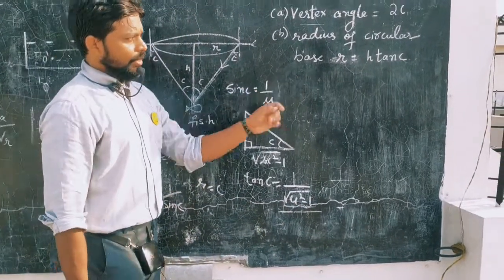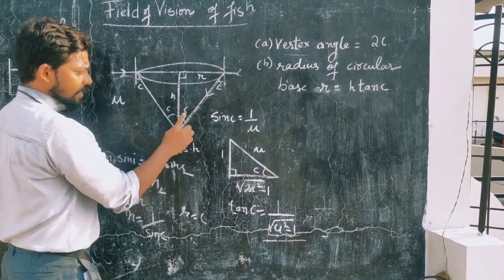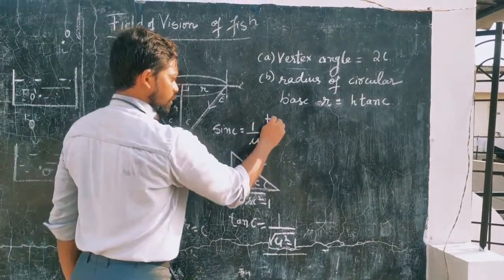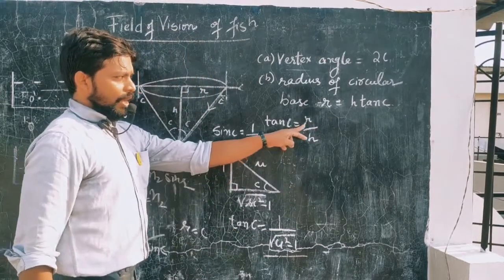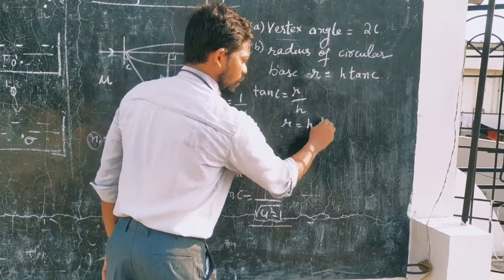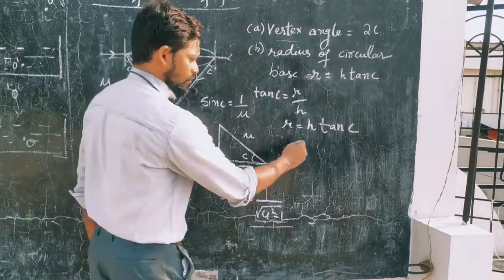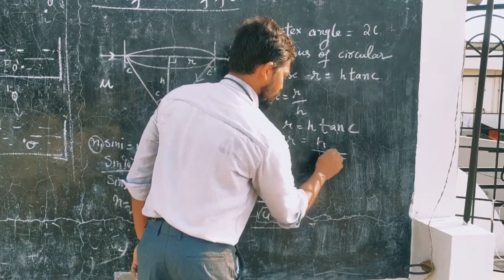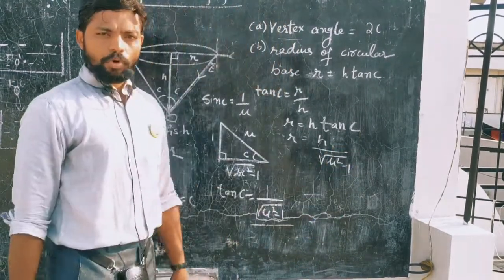Okay, so here, you can see from this right angle triangle, tan C is opposite by adjacent. So that means tan C is equal to R by H. Then R is equal to H tan C. R is equal to H tan C. The tan C value we got, tan C is 1 by square root of mu square minus 1. So this is the value of R.